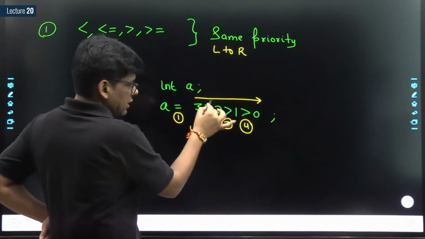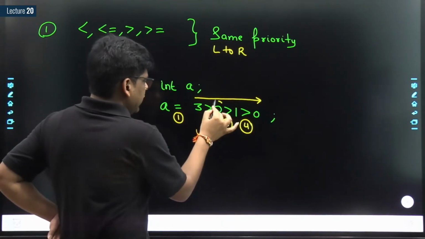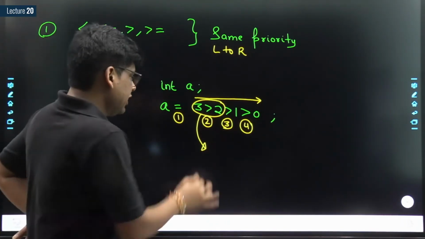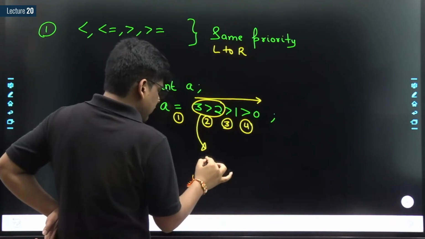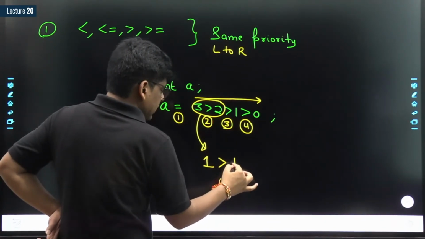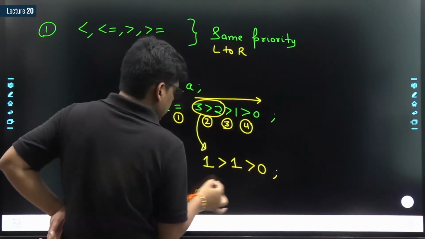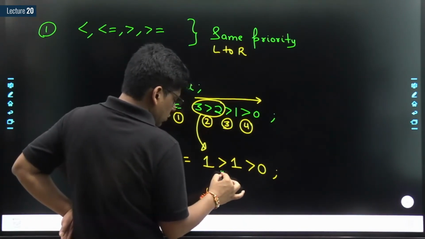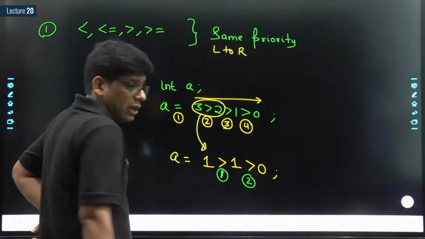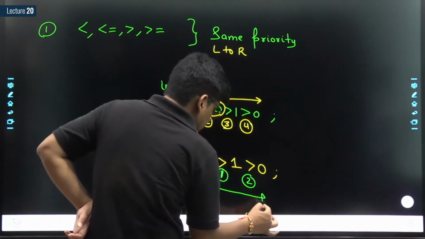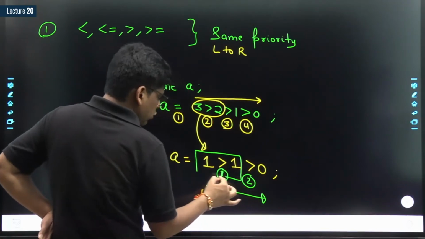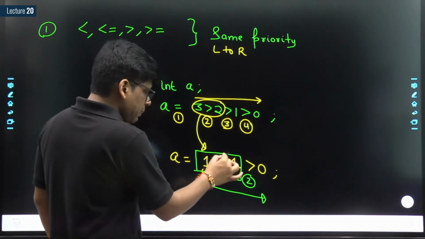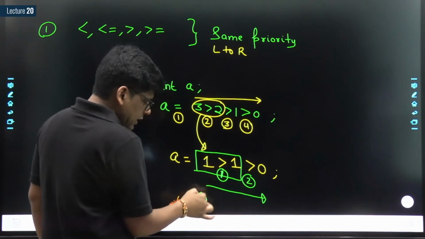That means, sir, if I travel from left to right, this operation comes first. That means first we will evaluate this. So again, is it true that 3 is greater than 2? Yes. If it is true, this whole is replaced by 1. So the new expression is like this: 1 greater than 1 greater than 0. Again, sir, we are left with 2 operations. If I go from left to right, this operator comes first. So we need to evaluate this. Is it true that 1 is greater than 1? No. It is false. False means this whole is replaced by 0.